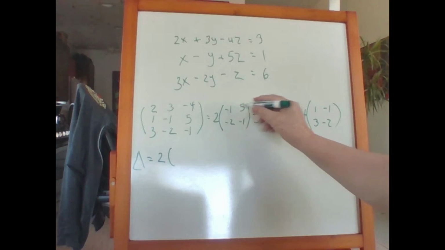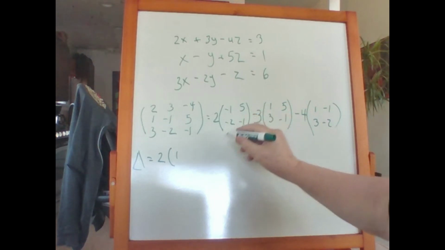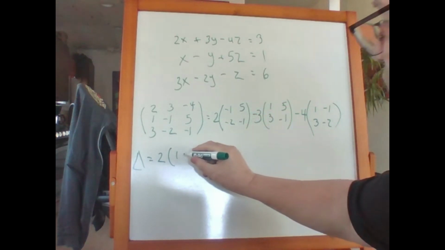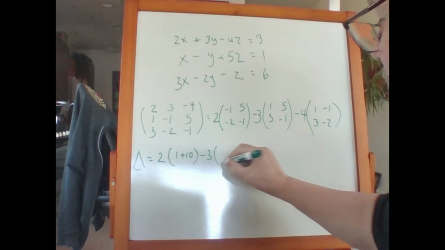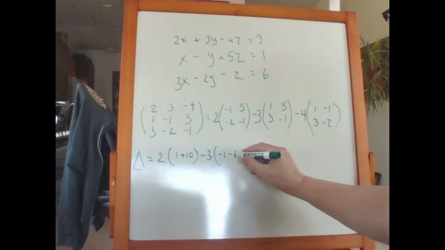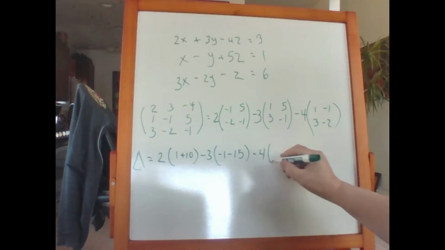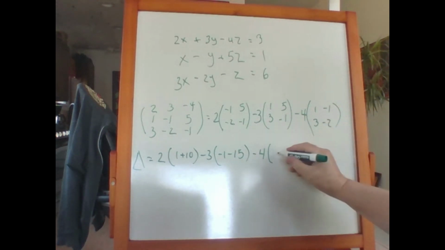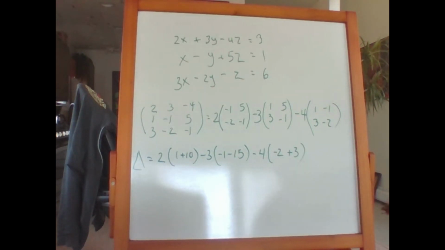2 times minus 1 times minus 1 is 1. This is negative 10, and it's minus, so that's plus 10. Okay, so we got minus 3 times minus 1 and minus 15. And then we have minus 4 times minus 2 and plus 3. Okay, because that's minus minus 3, which is plus 3.